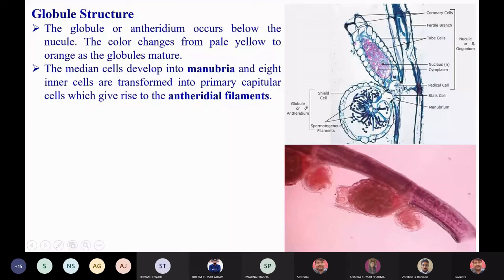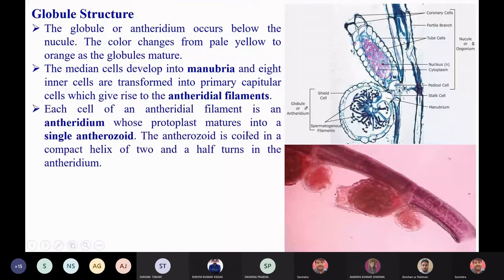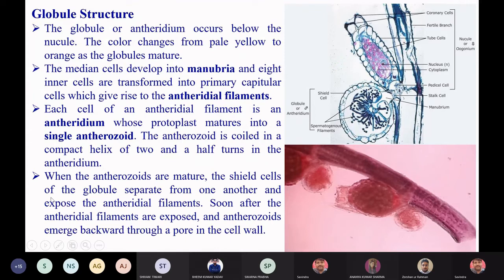Just as the egg cell is covered by a tube cell, this is covered by a sealed cell. This antheridial filament is a multicellular filamental structure, and each of these cells can give rise to a single anthrozoid, which has 2 flagella. When the anthrozoids are mature, the sealed cells of the globule separate from one another. The antheridial filament cells break down, and it gives rise to the free anthrozoids.